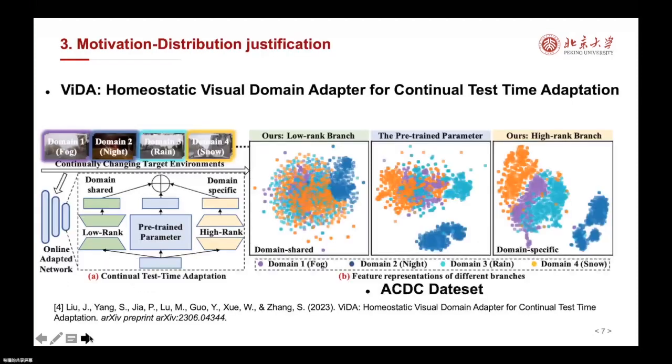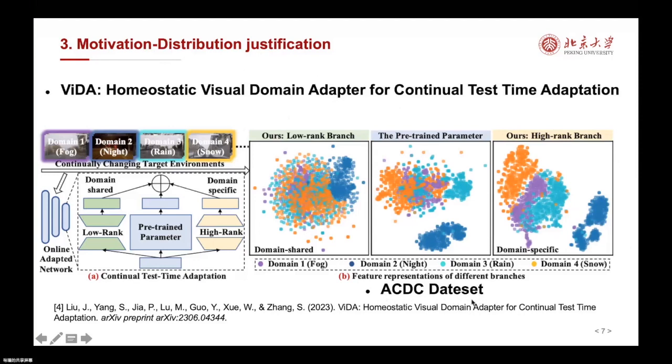Specifically, we first carefully explore the different domain representations of VIDAs with trainable high or low dimension embedding space in the middle layer. As shown in the feature distribution in the figure, we conduct a t-SNE distribution analysis for the different adapter representations across 4 target domains, ACDC. The 4 different colors mean different continual target domains.